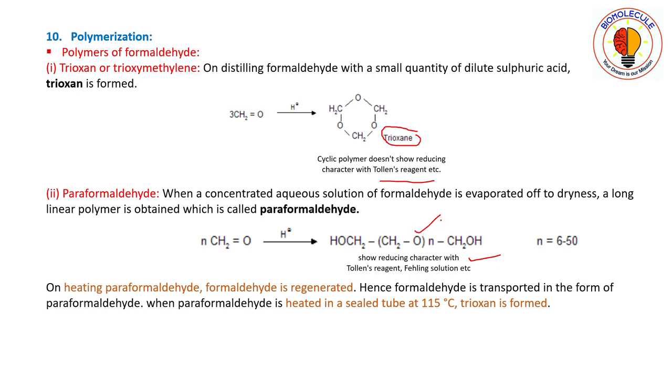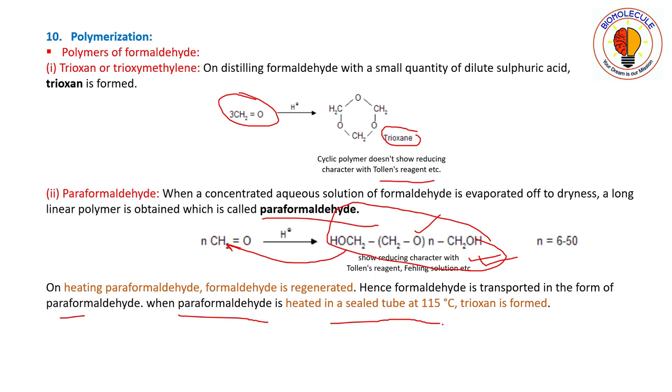So in a question it may be asked: among the following, which polymer of formaldehyde shows reducing character. This polymer, paraformaldehyde, shows reducing character. On heating paraformaldehyde, formaldehyde is regenerated. So if you heat this polymer, you will get your formaldehyde back. Hence formaldehyde is transported in the form of paraformaldehyde. Also, when paraformaldehyde is heated in a sealed tube at about 115 degrees Celsius, trioxane is formed.